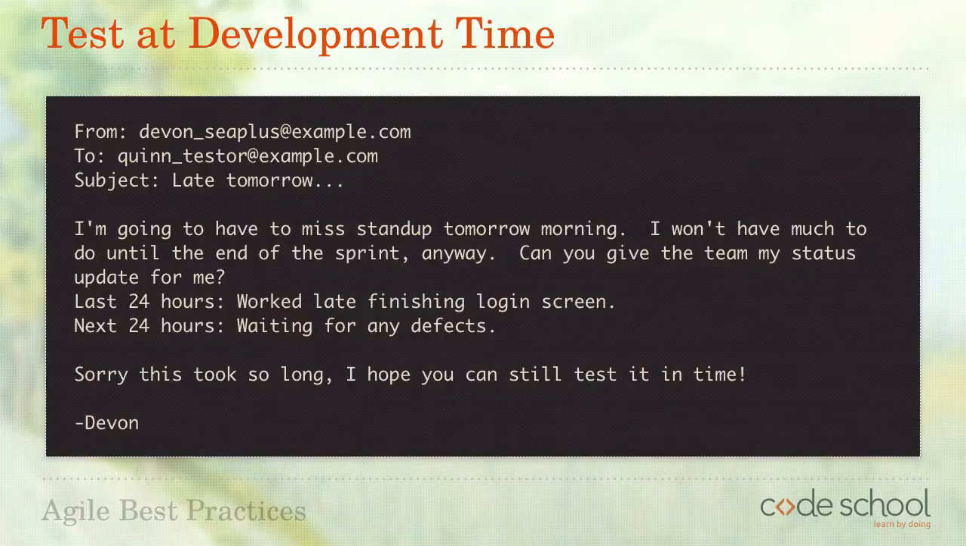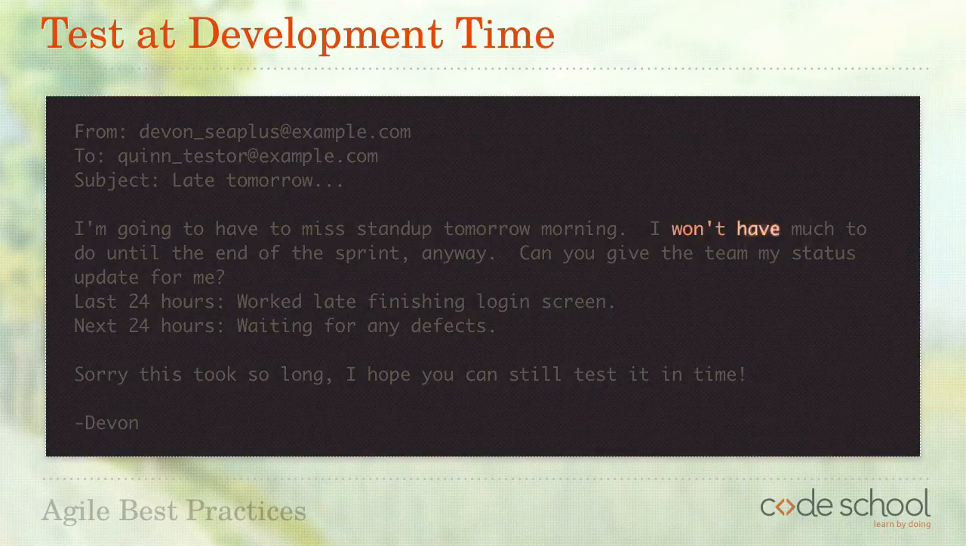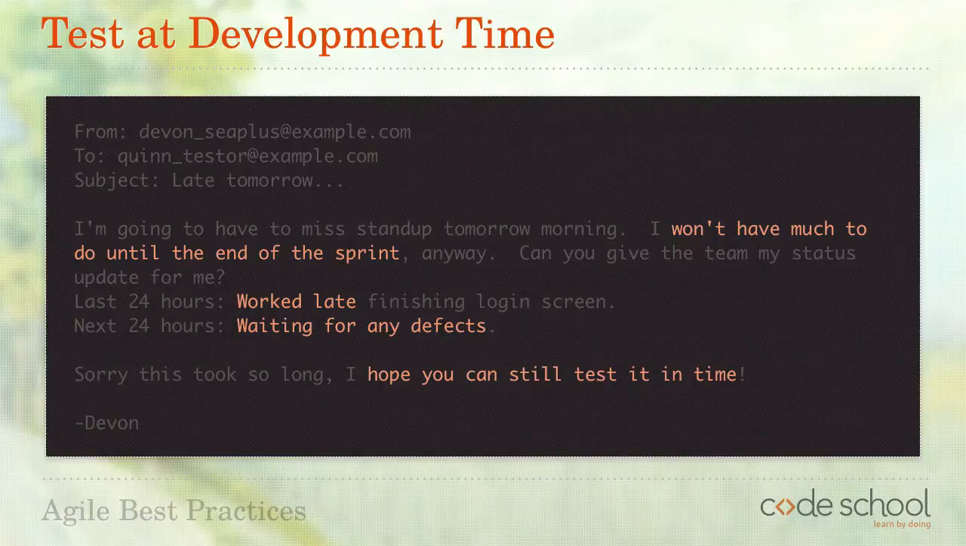So here we have an email from a developer to one of the QA testers. He talks about how he worked late finishing code for an overdue feature, and now he won't have much to do until the end of the sprint. It looks like he plans to just sit around waiting for defects to come back from QA so he can fix them. This is despite doubts that QA will have enough time to complete their testing before the end of the sprint.